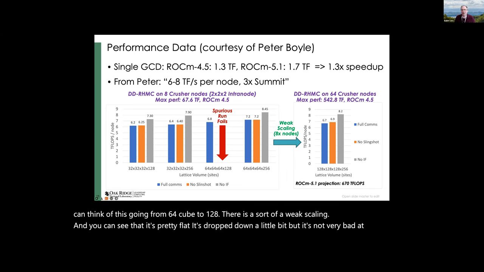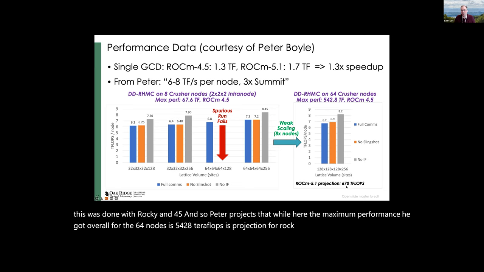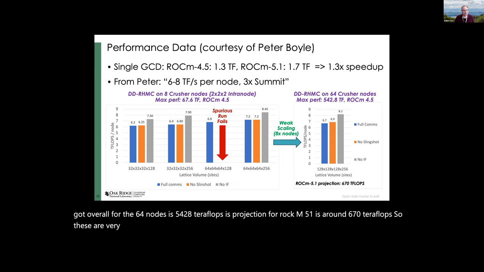And all this was done with ROCm 4.5. And so Peter projects that while here the maximum performance he got overall for the 64 nodes is 542.8 teraflops, his projection for ROCm 5.1 is around 670 teraflops. So these are very good performances.